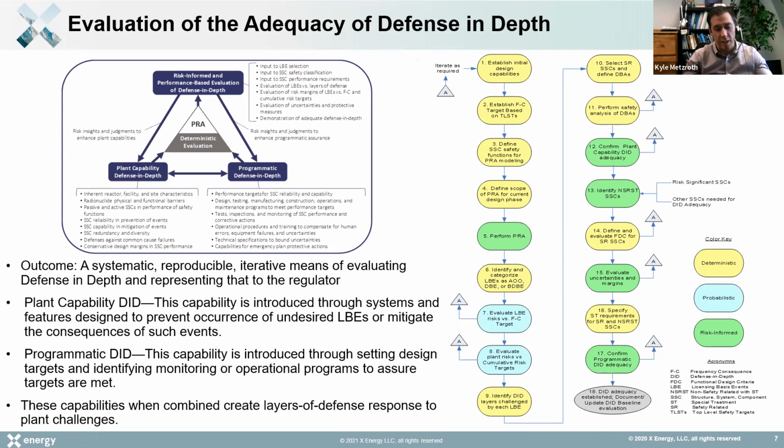But essentially, NEI 1804 provides some guidance for how one thinks about defense in depth from both a plant capability standpoint, for example, not relying on just one SSC in order to ensure safety, right? Especially in the design basis event region, making sure you have multiple layers, in a classic defense in depth concept, but also programmatic defense in depth. What programs do you have in place? Are there places where you need augmented quality, et cetera? So it has a systematic set of questions and criteria that you have to evaluate in order to determine the adequacy of defense in depth.